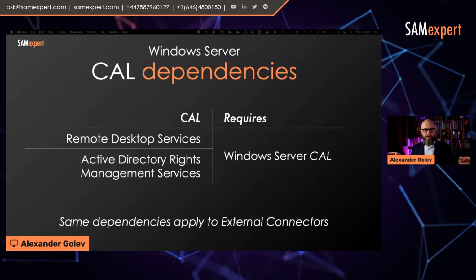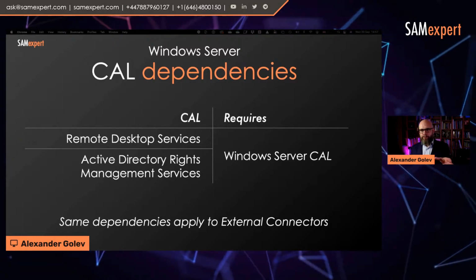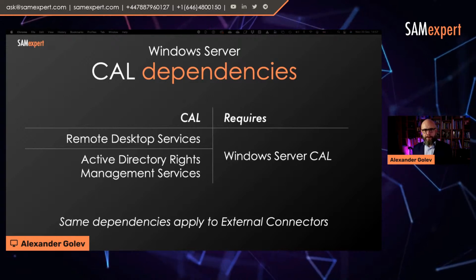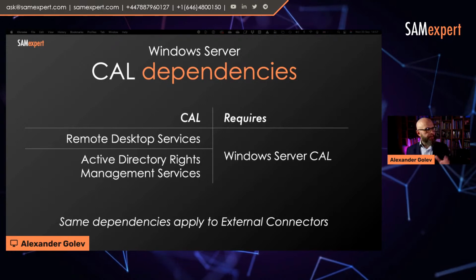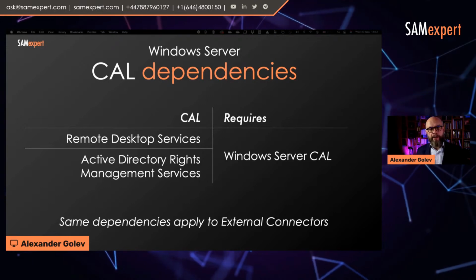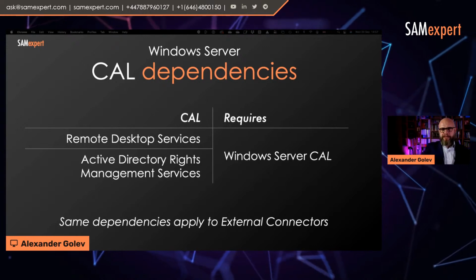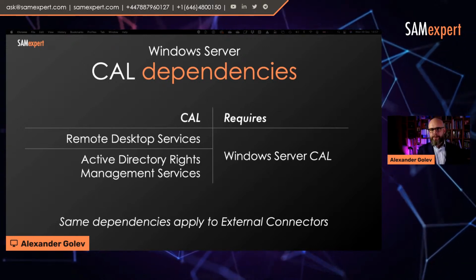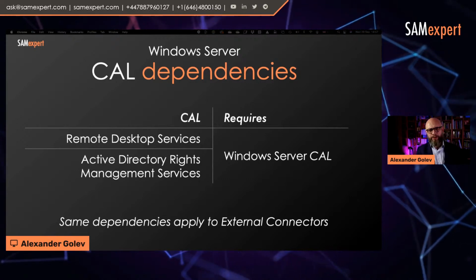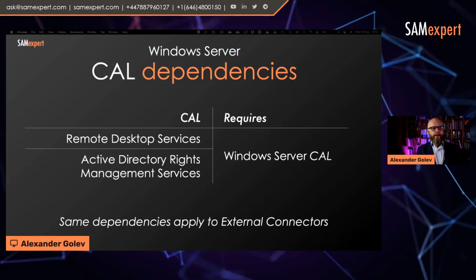A situation when you have more user CALs for RDS than Windows Server CALs for the server is non-compliant, unless you have CAL equivalents, but they also count as CALs. So the left side always requires the right side on this slide, and we're going to have a few more CAL dependency slides, because it's an important topic, when we talk about other Microsoft services.